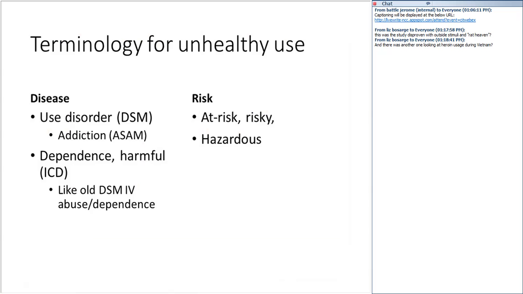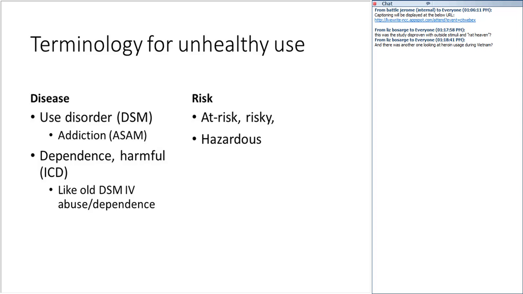And now you can see that there's much less on this slide. So for use that risks health consequences, I would suggest using at-risk use or risky use. Some internationally have advocated for the term hazardous use. I think these are all fine to denote use with a risk of consequences. Then there's, for the disease, in the U.S., we tend to use DSM terms, and so that would be use disorder, opioid use disorder, alcohol use disorder, cocaine use disorder, substance use disorder, if you don't want to specify.